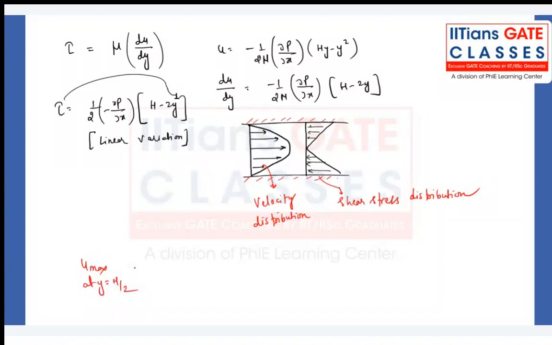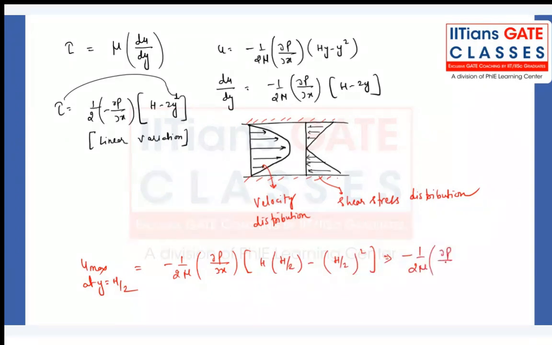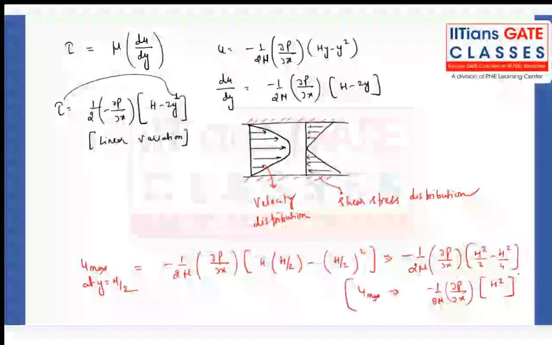At y equal to capital H by 2, we will get the maximum value, that is minus 1 upon 2 mu dou p by dou x into (H by 2 minus (H by 2) whole square). That is equal to minus 1 upon 2 mu dou p by dou x into (H square by 2 minus H square by 4). So you will get minus 1 upon 8 mu dou p by dou x. That will be my u maximum.